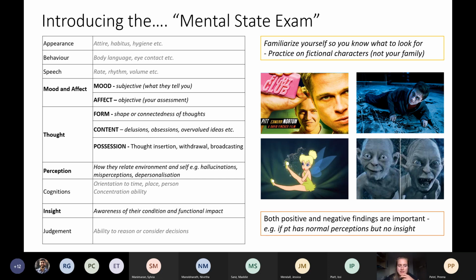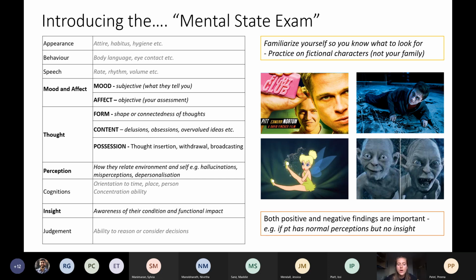So perception is how they're relating with the environment. That includes hallucinations, but also misinterpreting a shadow for a figure, or hearing clicks on a telephone and thinking that someone is recording them. And so you can see how, whilst you're taking a history, you can categorize some of the things they're saying as if you're doing a kind of psychiatric examination of them.